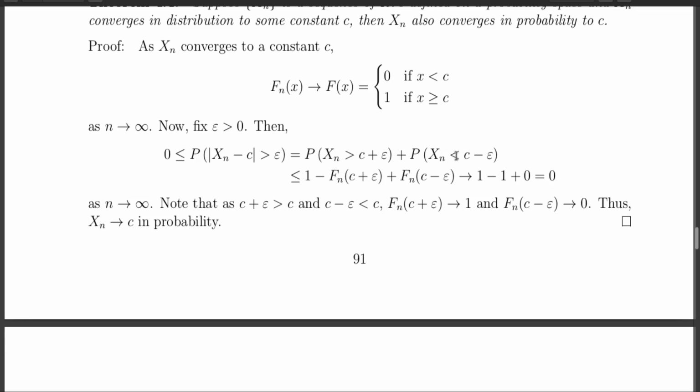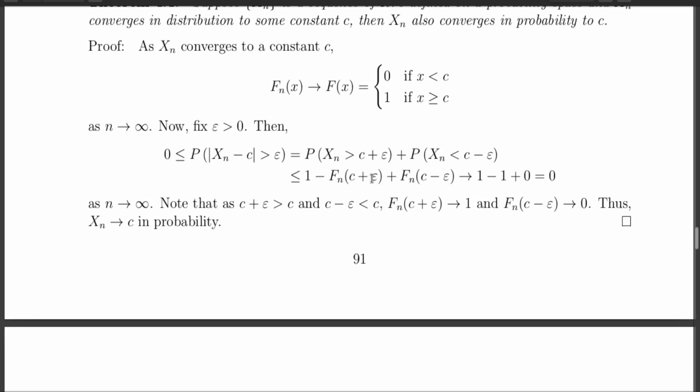On the other hand, here the equality is missing. If I have the equality, then it is basically the distribution function at the point c minus epsilon. So if I incorporate the equality, the probability may increase. That's why I write here less than or equal. And then the proof is almost done: 1 is left here, and this quantity converges to 1.